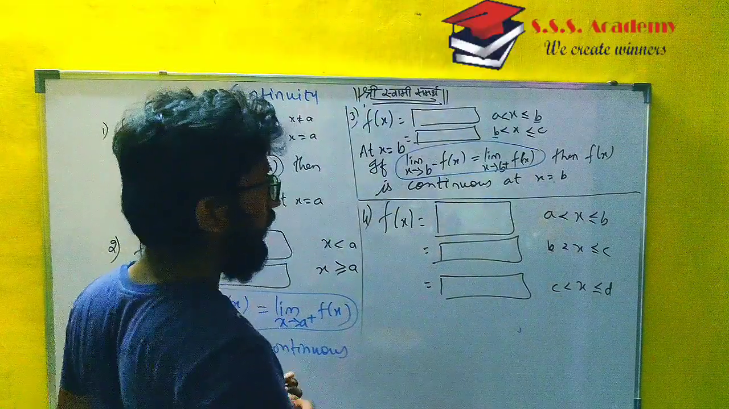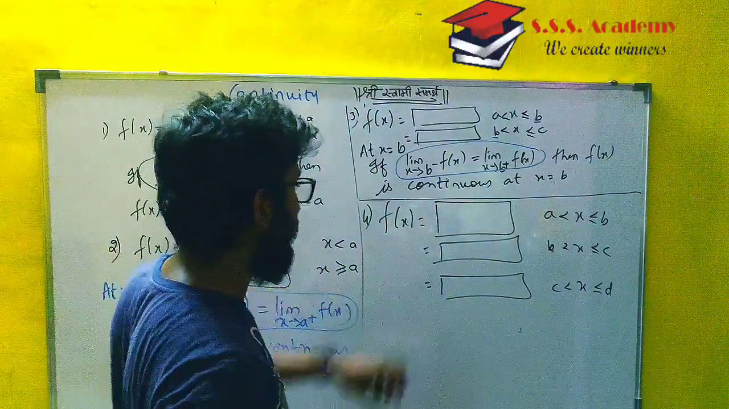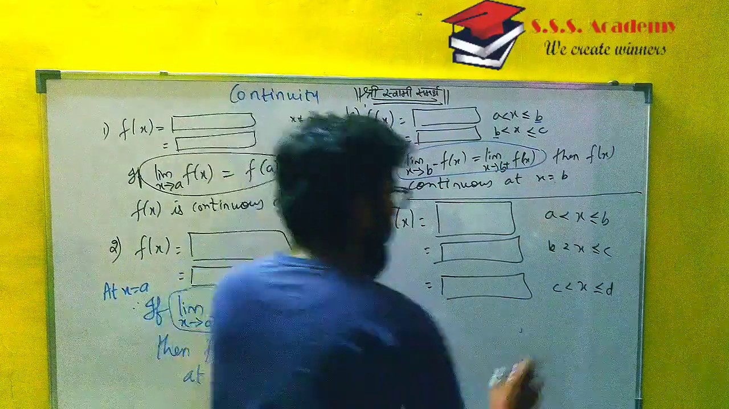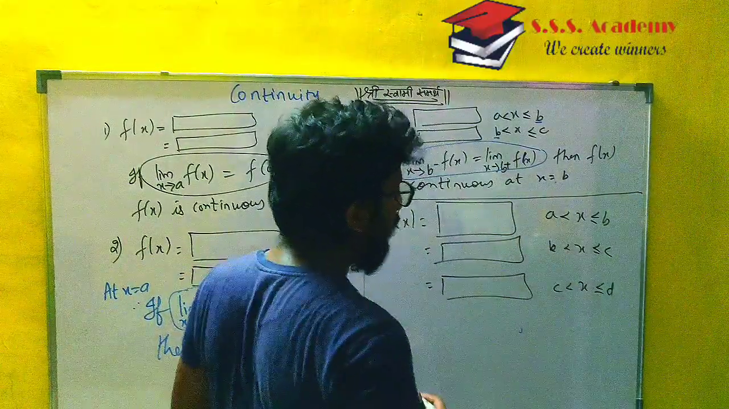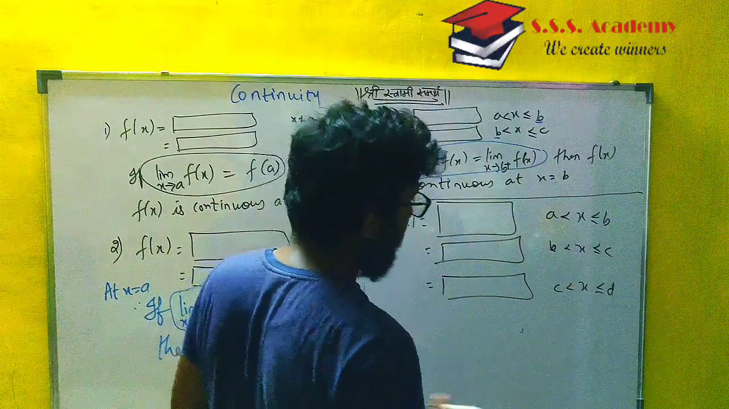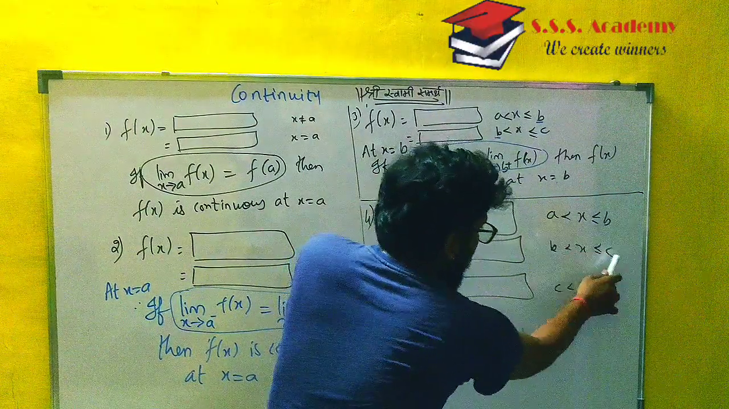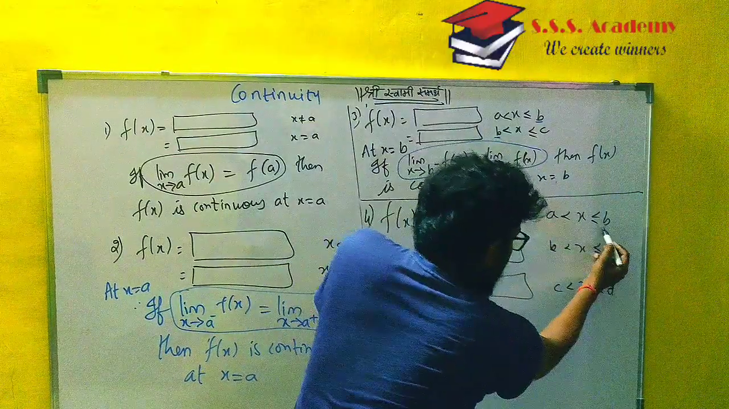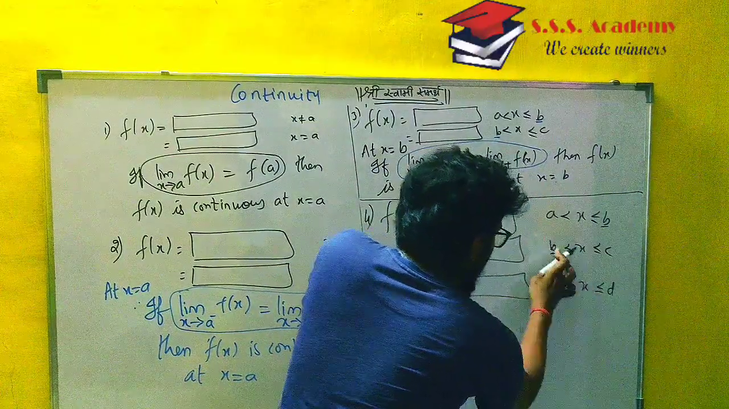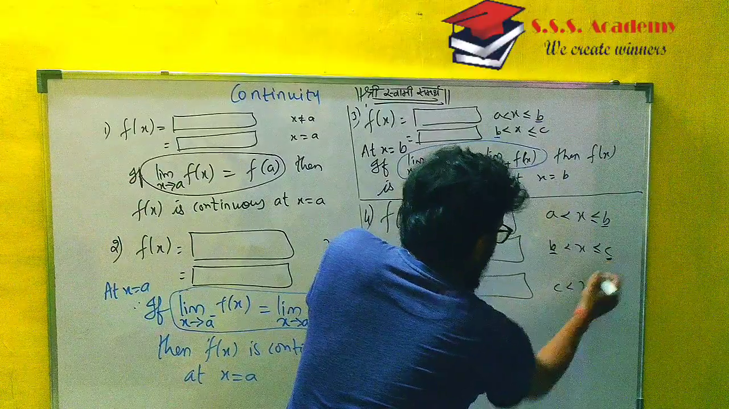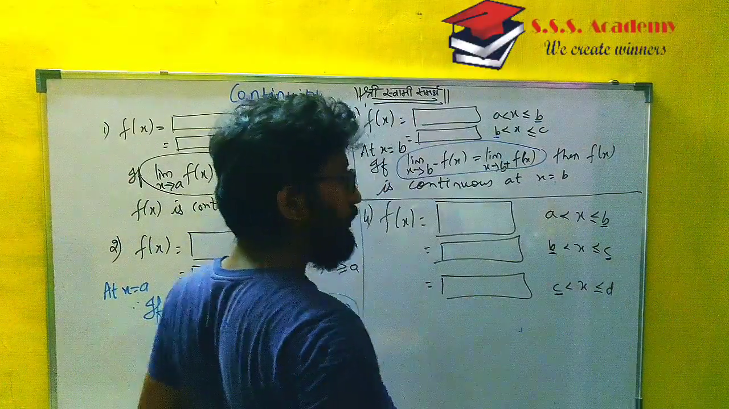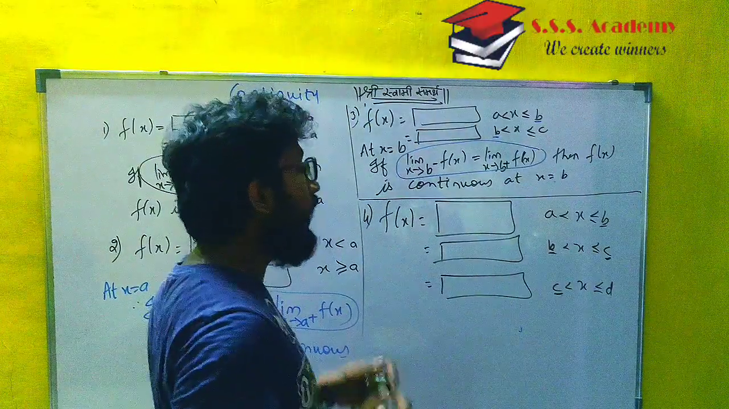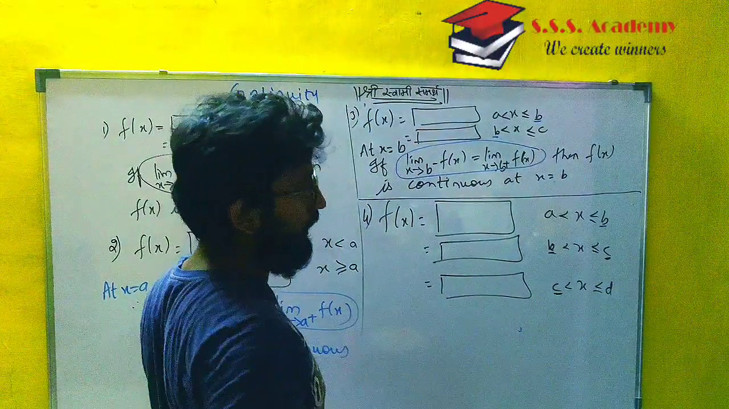These are all the conditions, the criteria that we use to check the continuity of a function. Now let's see the fourth one. In the fourth one, we are having 3 intervals. The first interval is from a to b, then b to c, and the third one is c to d. So we can see that the function is breaking at 2 points, one at b and the other at c. So at both points we have to discuss continuity.